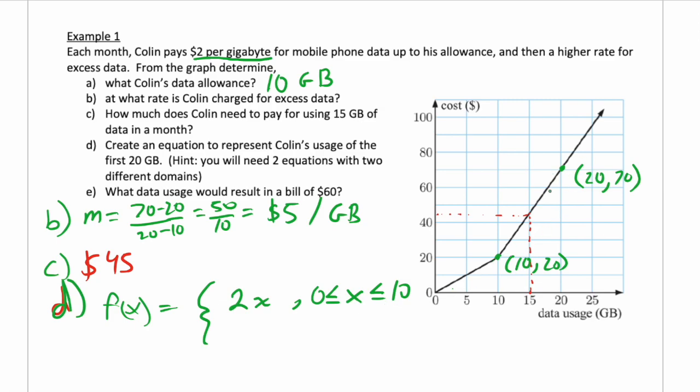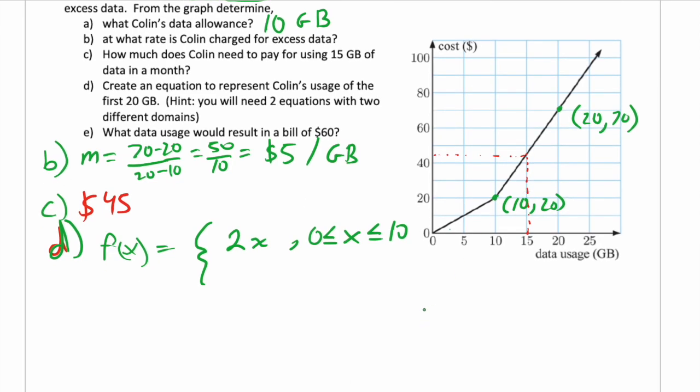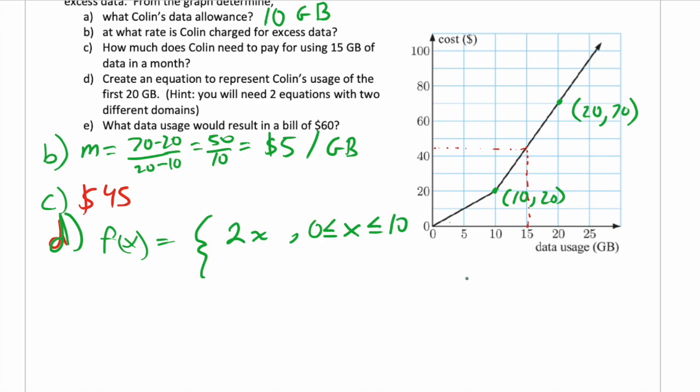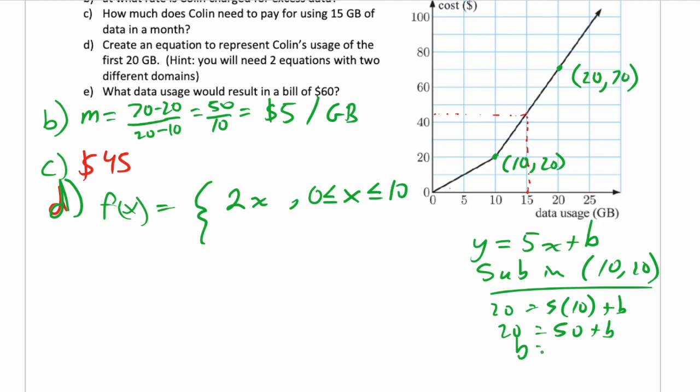Okay, now we need the equation for the second line, and we have the slope already as 5. We can get the y-intercept by, well, let's set it up first. y equals 5x plus b, the y-intercept. To get b, we can sub in a point. Let's sub in (10, 20). So 20 equals 5 times 10 plus b. 20 equals 50 plus b. b equals negative 30. So the second line is 5x minus 30, and that's for when x is greater than or equal to 10.